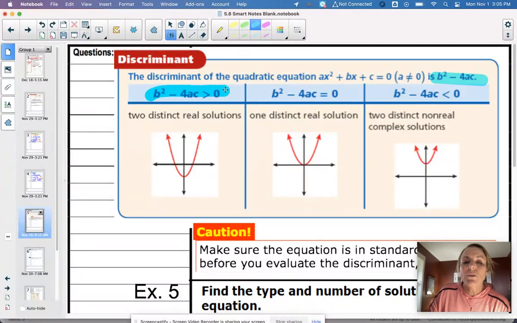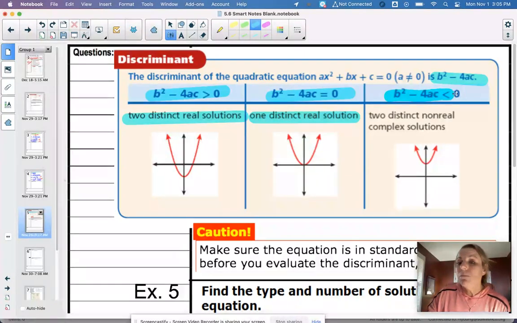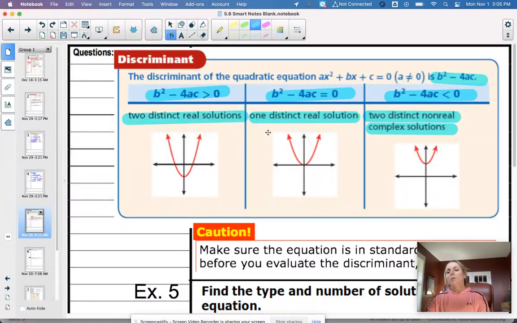When that is greater than 0, there are two distinct real solutions. When it equals 0, there is one distinct real solution. And when b squared minus 4ac is less than 0, there are two distinct non-real complex solutions. Because what that's saying is what's under the radical is a negative, which generates an answer that's an i.